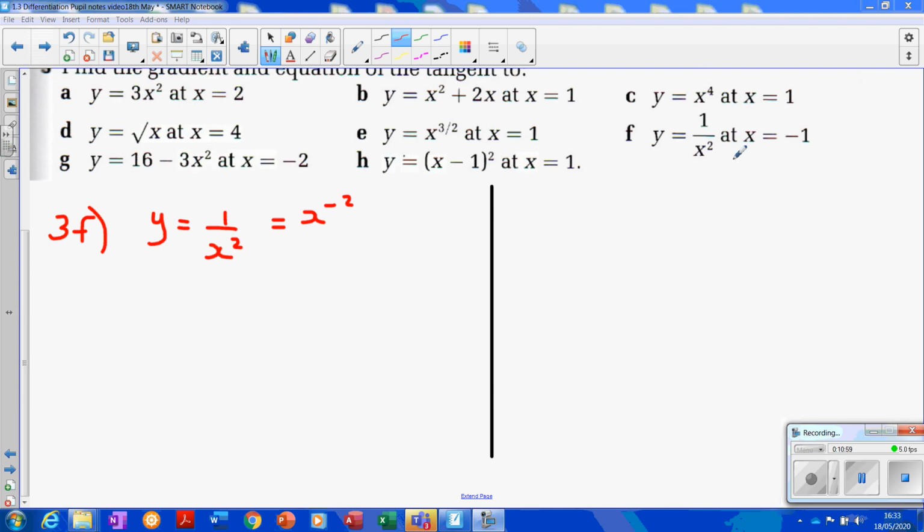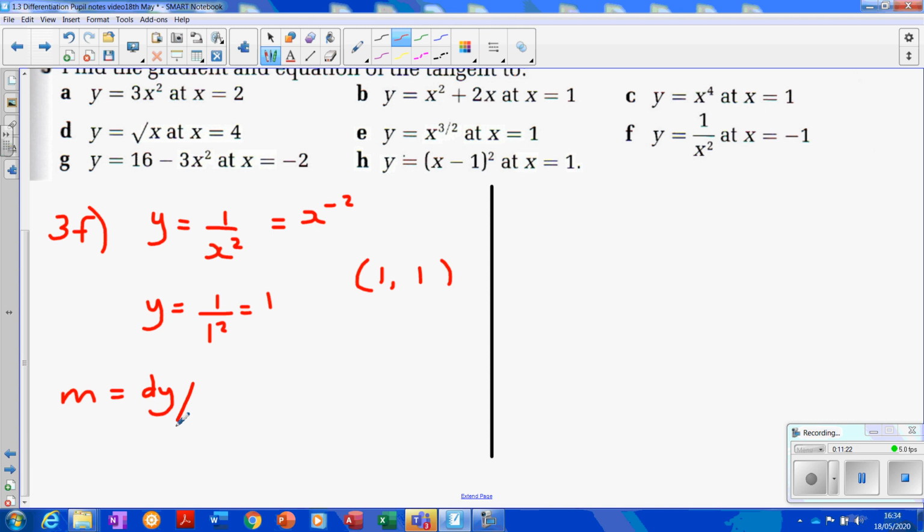Okay, next one, y is equal to 1 over x squared, and we want to work all this out when x is equal to minus 1. So, gradient of tangent to a curve, we need the point, so the point is at 1, something. They haven't told me the y coordinate, I need to work it out. So y is equal to 1 divided by 1 squared. 1 squared is 1, so that's equal to 1, so it's 1, 1.